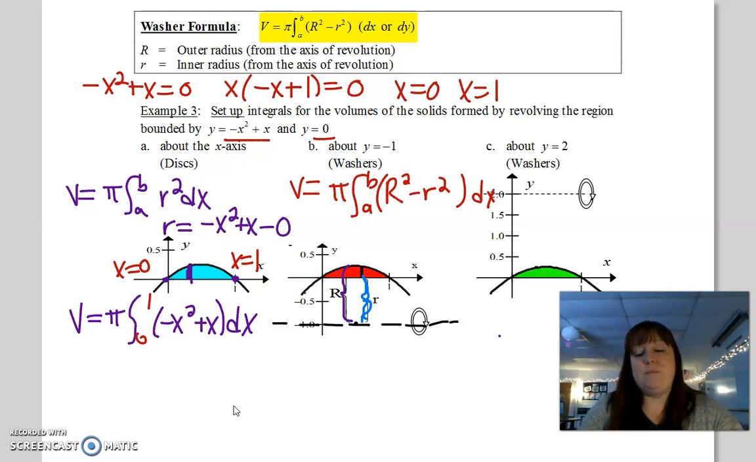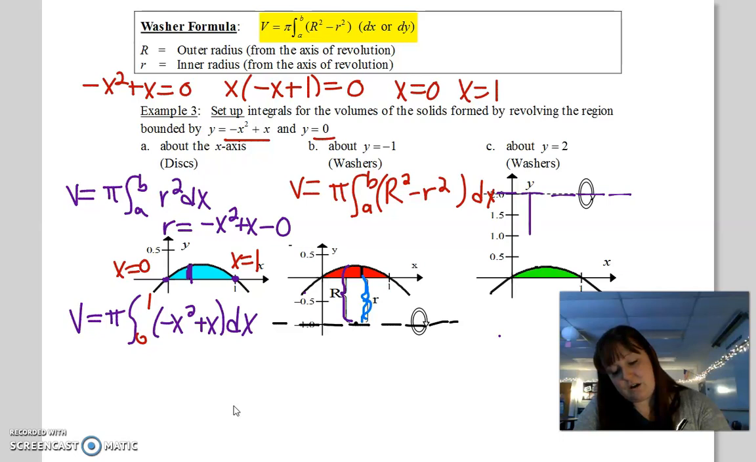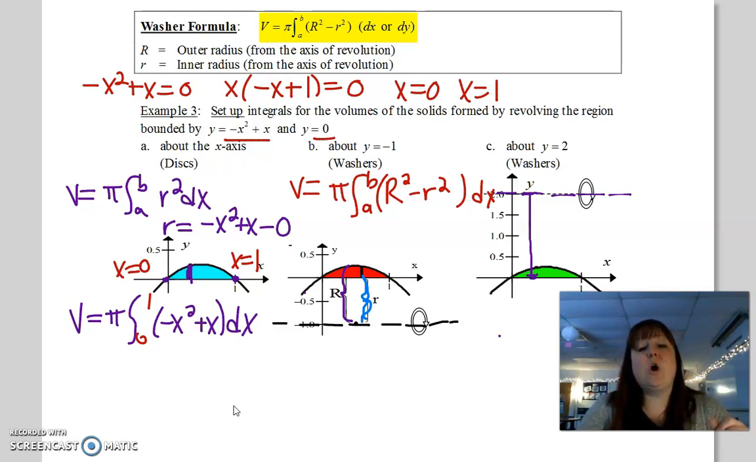So big R is going to be from our axis of revolution, which is right here, all the way to the farthest point on our solid, or on our area. So it's going to go all the way down to there. Do you see why it goes all the way down there? Because we're going to get from our axis of revolution all the way to the farthest point on our region, so that makes that big R.